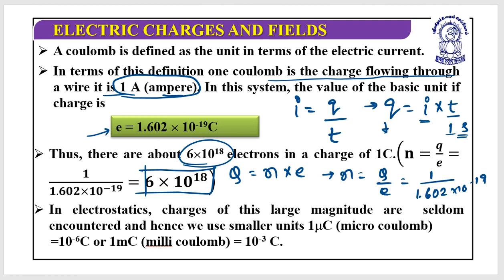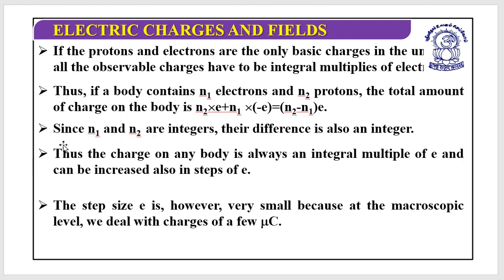Basically, a 1 coulomb charge is a very big unit. So normally we use the millicoulomb, that is 10 to the power minus 3, or the microcoulomb, that is 10 to the power minus 6 coulomb. Up till now we have learned the additivity property of charge, the quantization of charge, and the unit of charge and so on. I hope this is clear. Next, moving to the next topic.